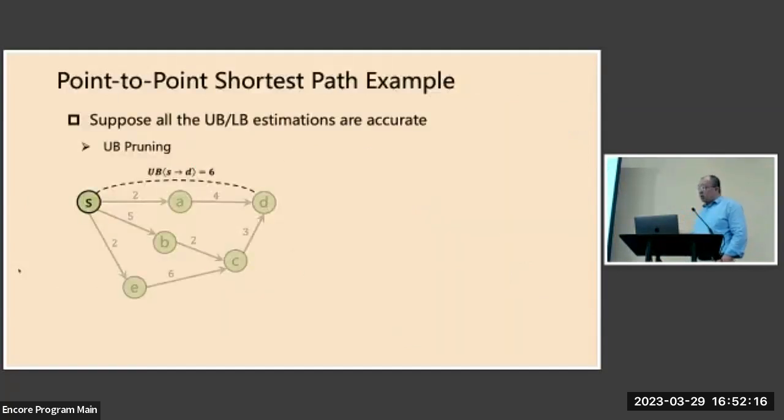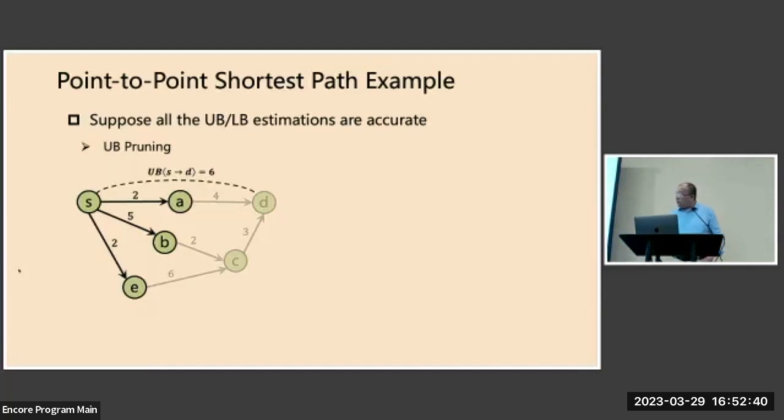To give you a concrete example, let's consider the simple graph here. In this graph, we know that the upper bound from S to D is 6, right? Now we are doing the query. Based on the graph from S, we have the distances here. All of them are smaller than the upper bound, so we need to go further.